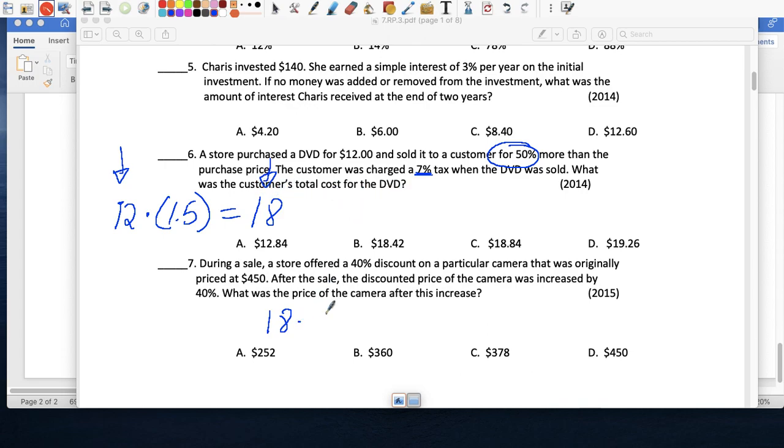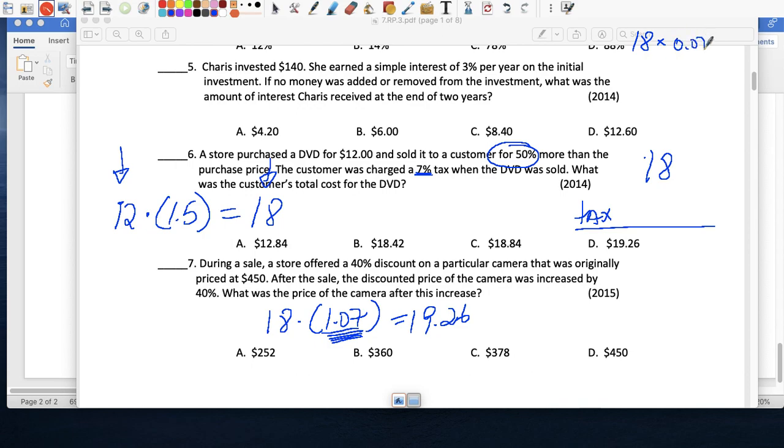Well, it's 18 times 1.07, right? 107%, which includes the price of the item plus the tax. So in this case, it's 18 times 1.07. We find the price, 19.26. Now, if you are not comfortable doing this, you can just figure out what the tax is. So the tax would be 18 times 0.07, and the tax is $1.26. You can add and see. Notice that you get the same exact price.